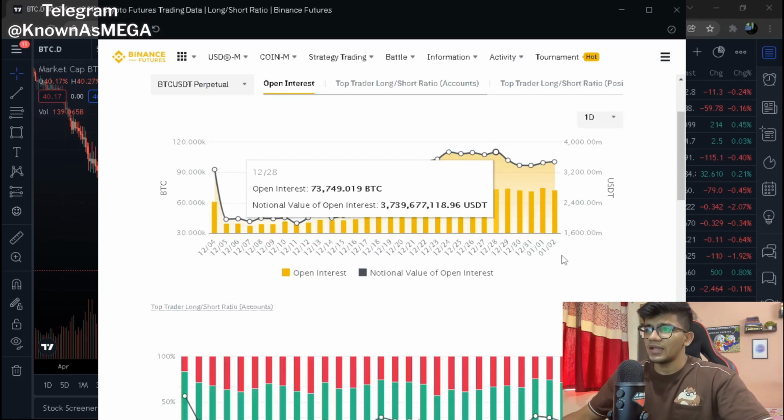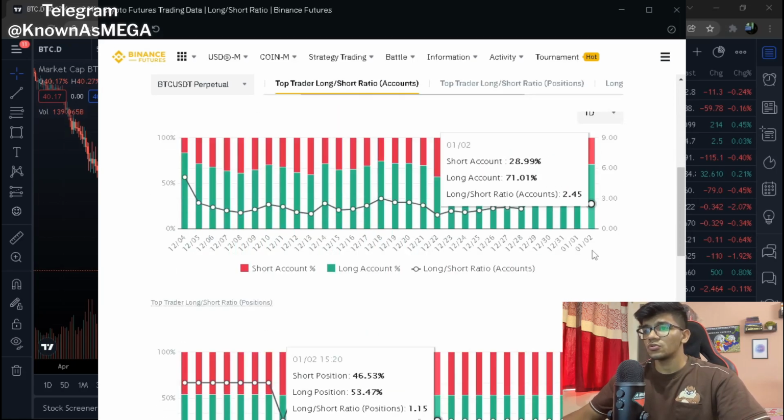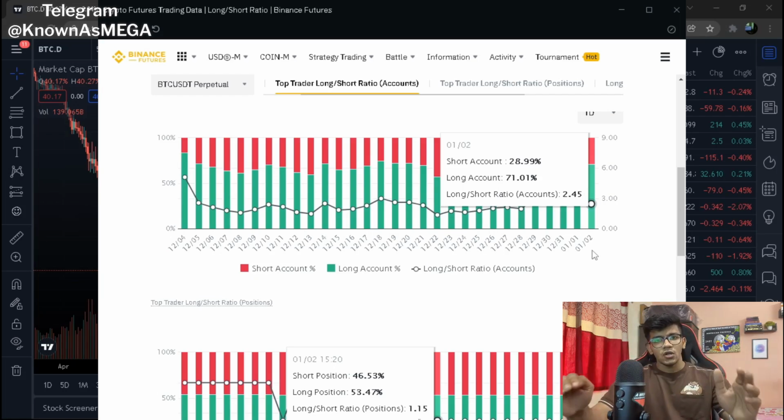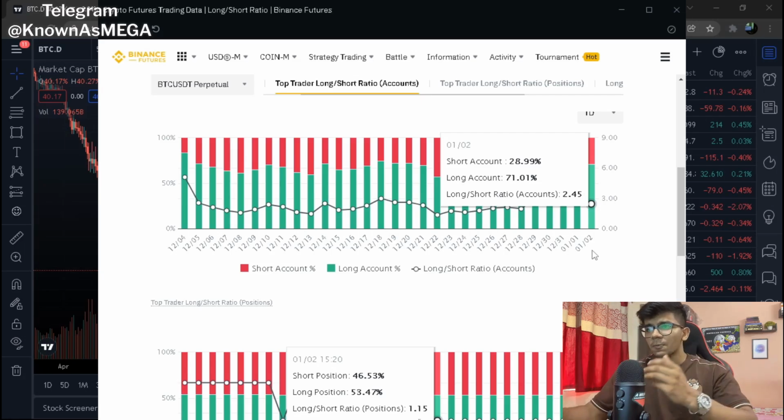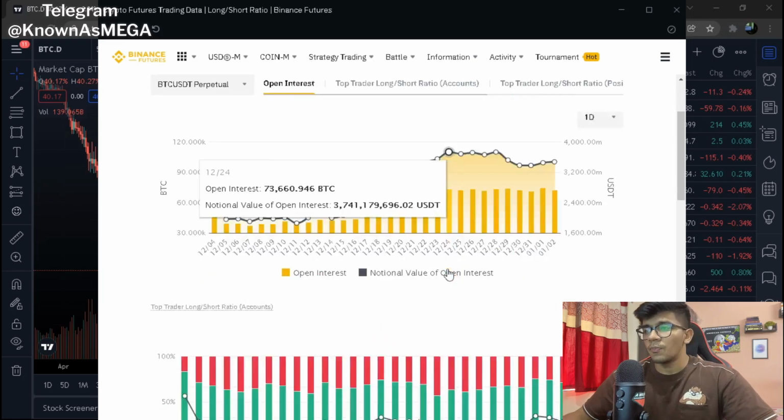So for example, like I said, over here in the current scenario, the market participants are expecting the markets to go lower, because they are closing their long positions, which means they are bearish. So this is how you're supposed to use the long short ratio and the open interest.